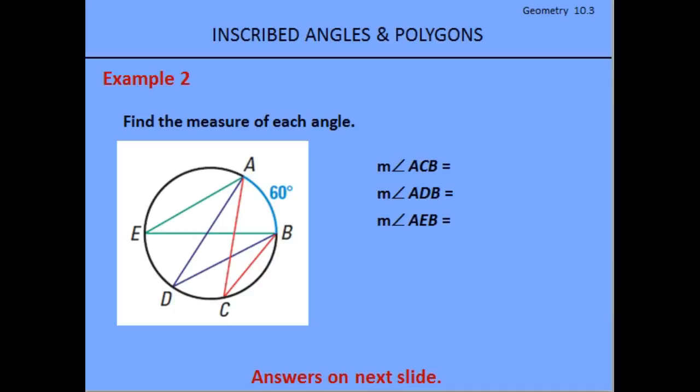Okay, here come the answers, and ta-da! They're all the same. Why? Because here is the intercepted arc, and it is 60 degrees. So all of these inscribed triangles are using the same arc, and therefore these inscribed angles are all 30 degrees. I'm sure that you didn't have any trouble with that one. Moving on.